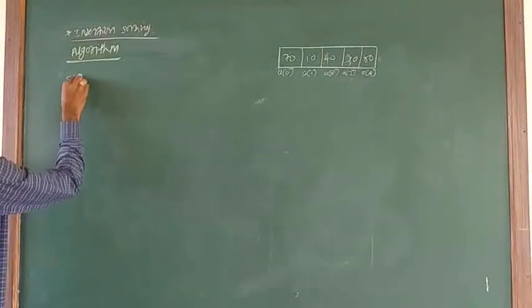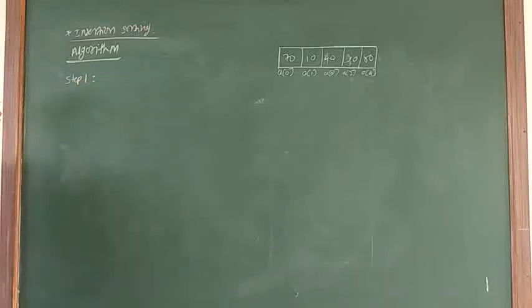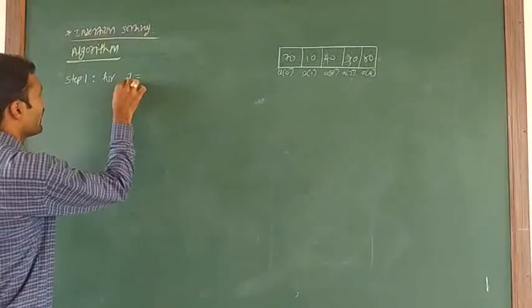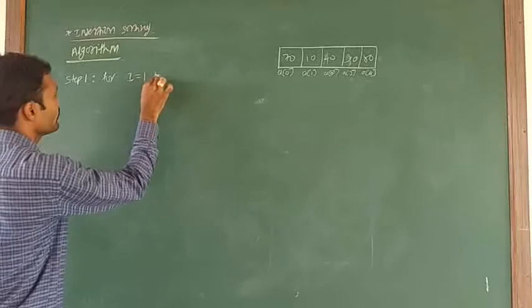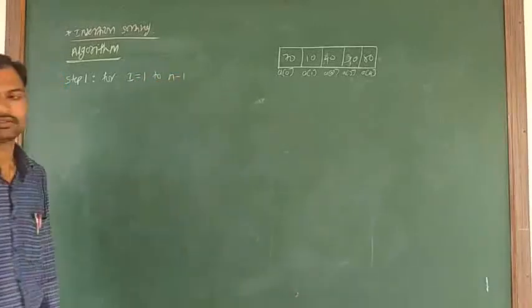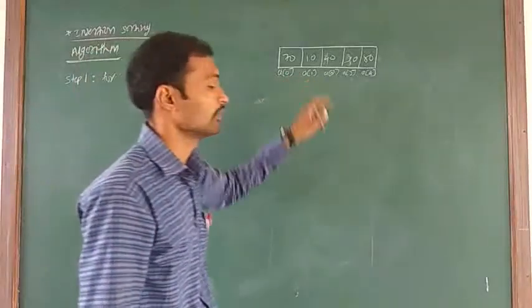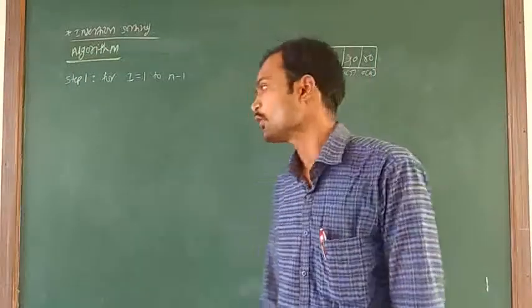Step 1. First step, I am going to use a for loop: for I is equal to 1 to n minus 1. I have not taken I is equal to 0, I have taken 1. Why?